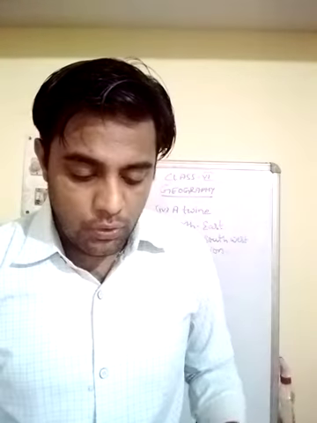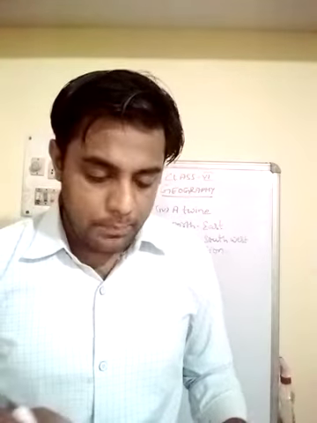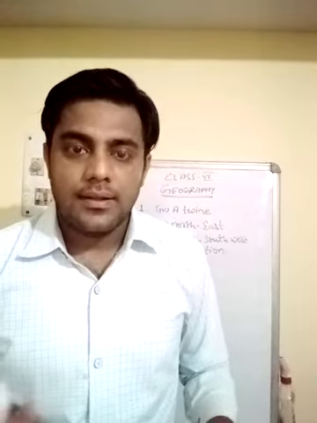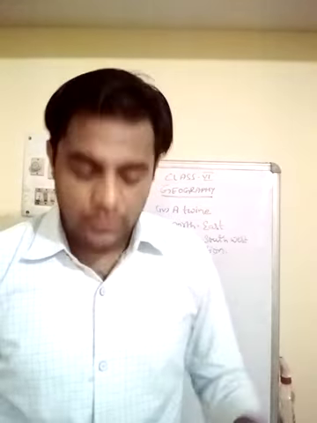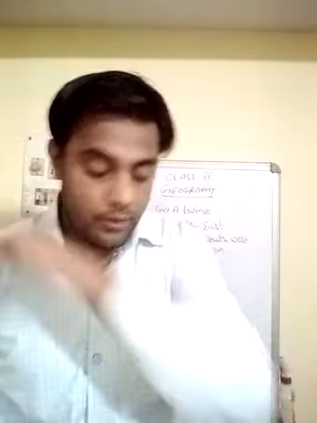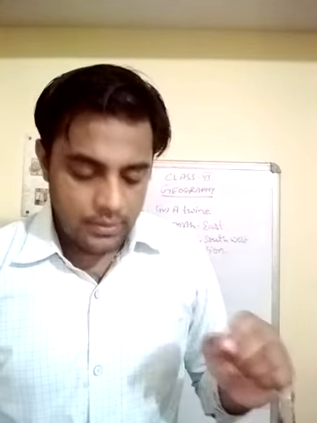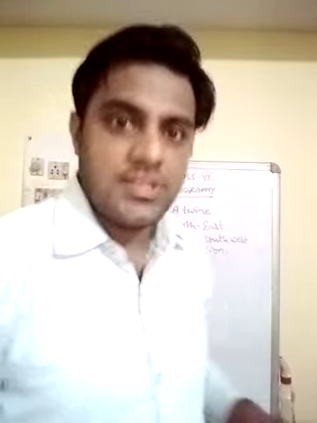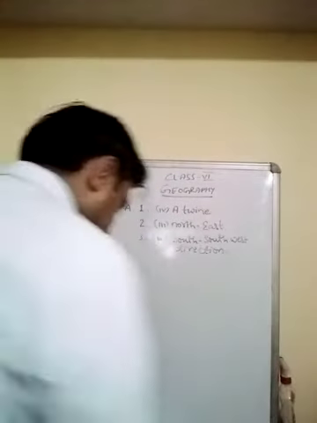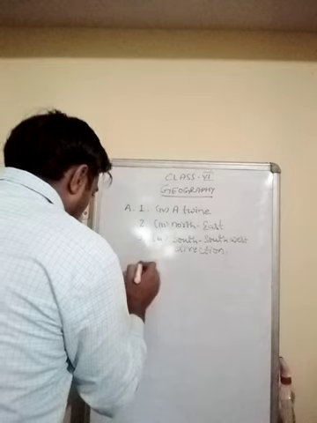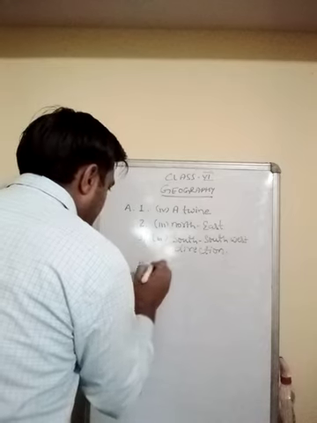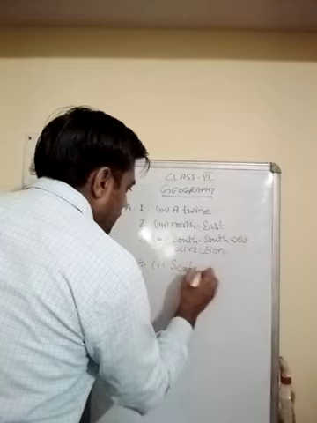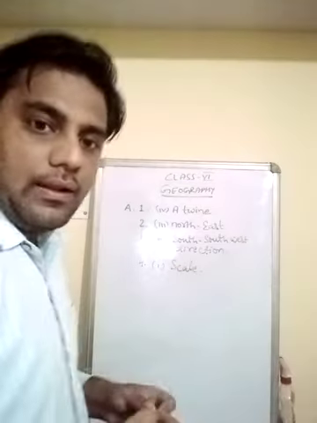Then comes number 4. This is the ratio of the distance between two places on a map to the actual distance between the same two places on the ground. Means it is definition wise. I think you have already understood it. Still your options are number 1, scale, number 2, plan, number 3, symbol, and number 4, sketch. So obviously your answer here is scale.